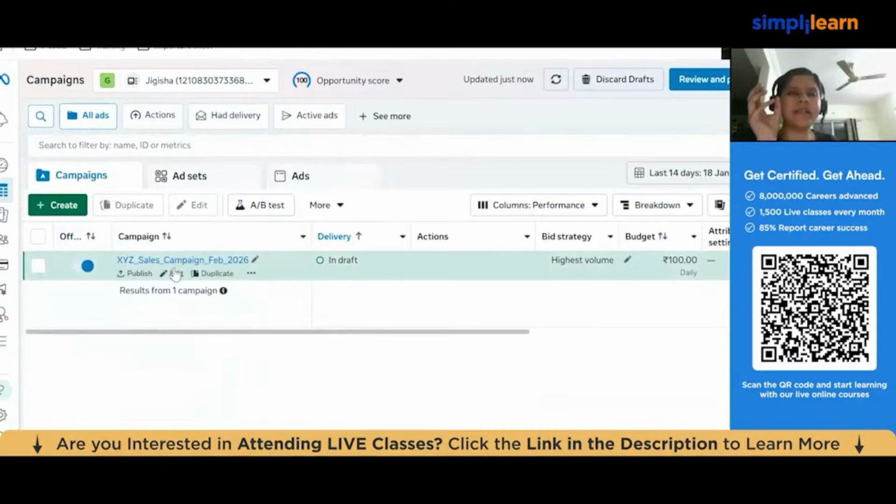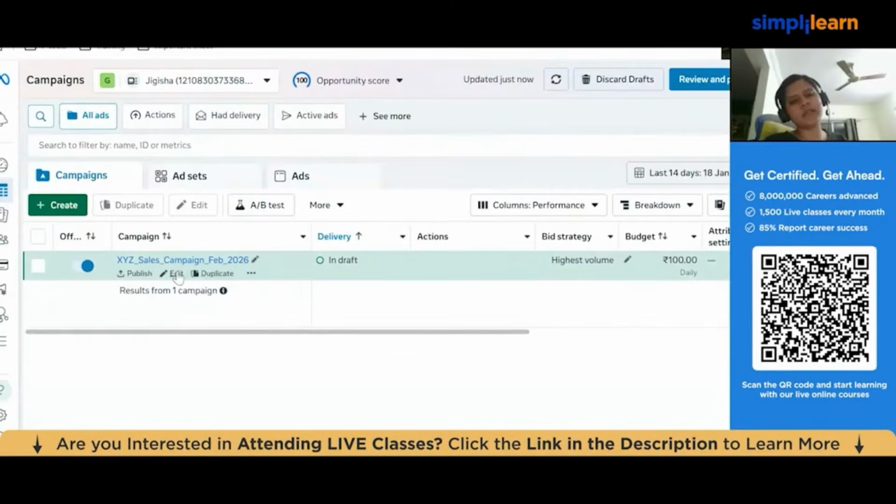You can edit all the settings. The only settings you can't change are your objective and your buying type. If you change your objective or your buying type, all the settings will be discarded. So if you think, oh no, I selected the wrong objective, then create a new campaign. Don't edit this one, because otherwise the rest of the settings would also vanish. It won't be there on the platform.